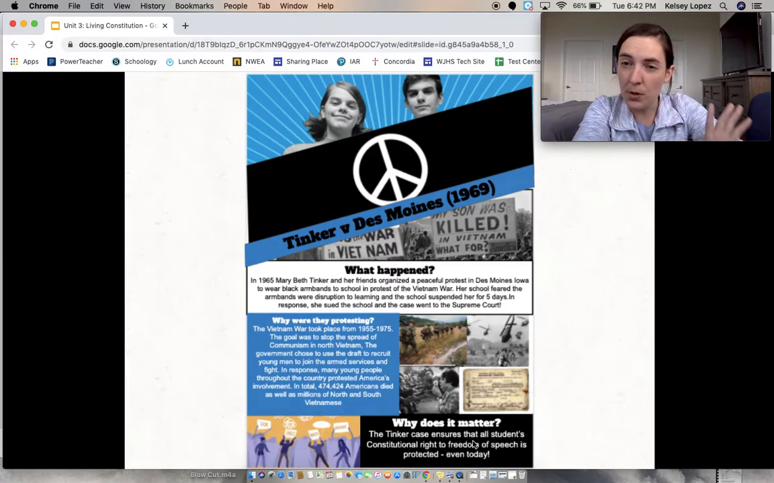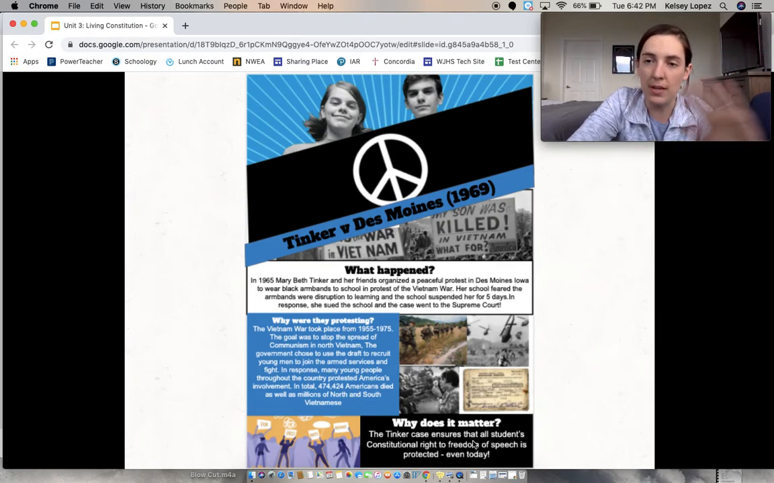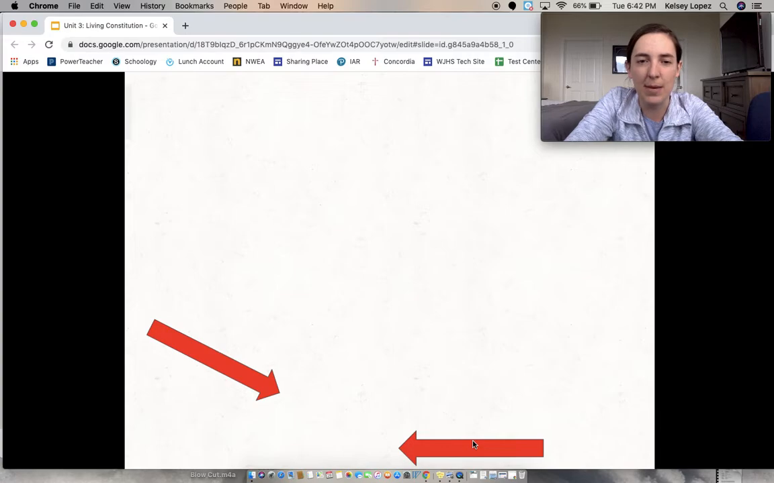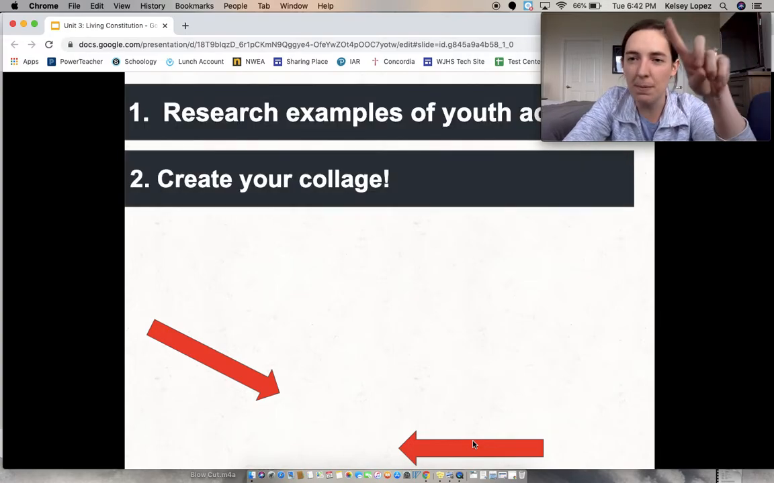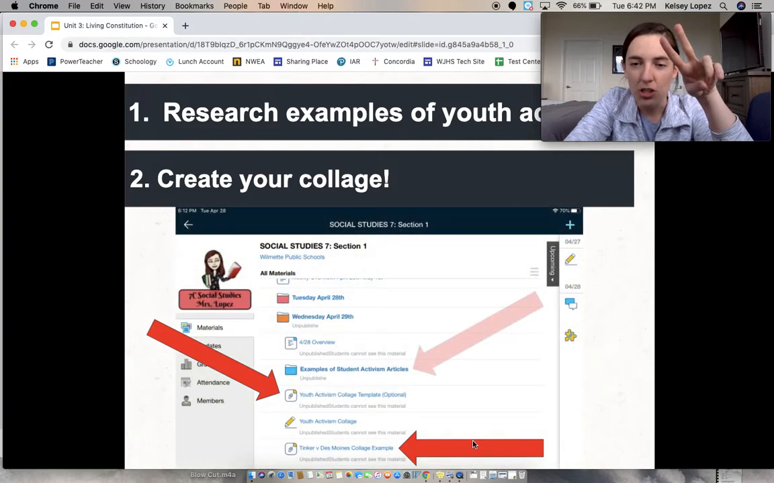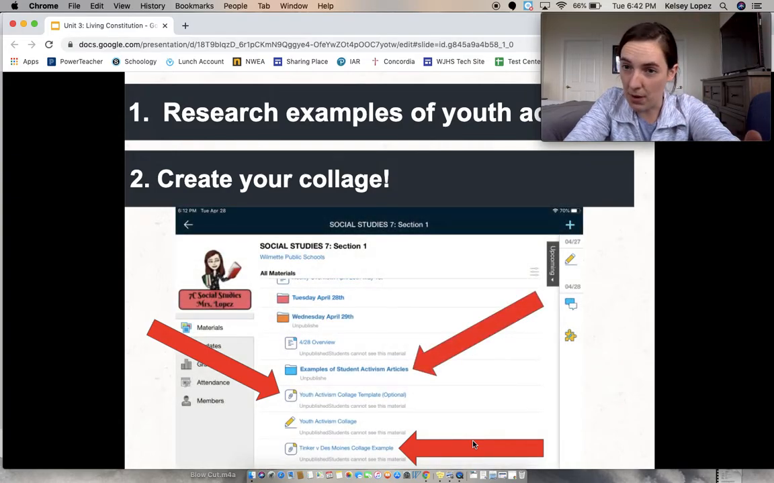I have actually uploaded this template to the folder for today so that you can use it. Actually, I'm a little ahead of myself, but that's coming up next. You're going to research examples of youth activism. That's step one. Number two, you're going to create your collage. So here's your folder for today, right? After you watch the video, you're going to click on this folder, Examples of Student Activism Articles. There's three I just posted on there with some lists.